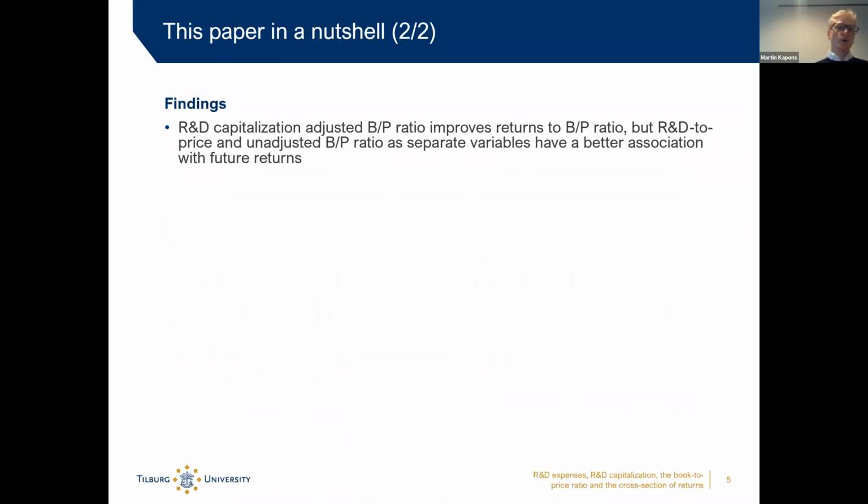And the findings, to show these here in the beginning, are that an R&D capitalization adjusted book to price ratio improves the returns to the book to price ratio, as has been found by Lev and Srivastava. But actually, if you put R&D to price and an unadjusted book to price ratio as separate variables in a Fama-MacBeth regression, you get a better association with future realized returns than having the R&D capitalization adjusted book to price ratio alone in this Fama-MacBeth regression. And this implies that actually the subset of firms that have R&D expenditures serve as a hedge to the book to price ratio.